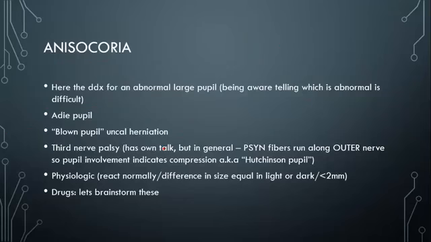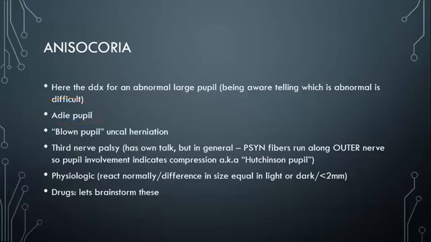So the first one is going to have its own slide. It's called an Adie's pupil, and that's briefly a generally benign, tonic, large pupil that reacts slowly, is often idiopathic or post-viral, and usually isn't associated with serious pathology. It's going to have its own slide next to go into a little more detail.